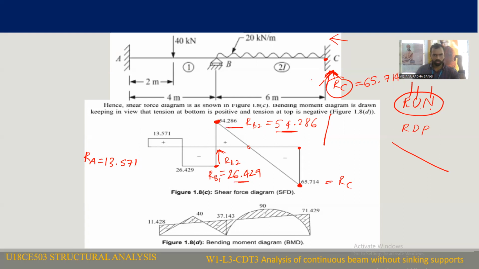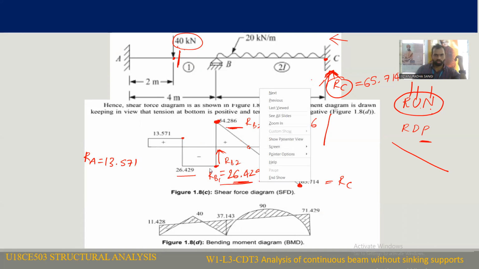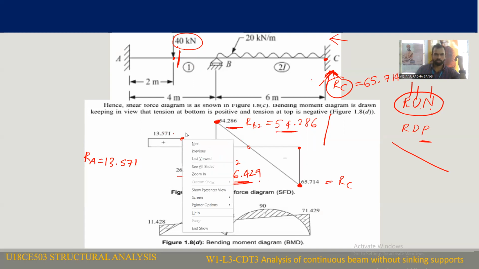This is 54.286, coming from the negative side, and it continues up to here. There is no change. At this point, a 40 kilonewton load is acting suddenly. So right side downward force will be positive, and we need to move to the positive side. So 40 minus 26.429, you are going to get 13.571. You need to represent that here.